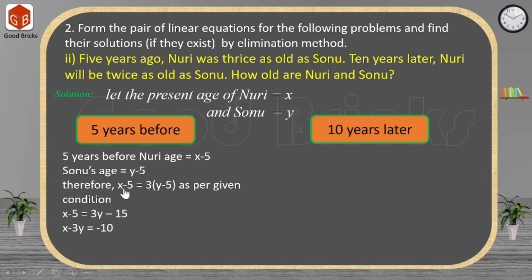Okay, now we have done the first part. So when you simplify this, you will get X minus 3Y is equal to minus 10. Now let us see the second part.